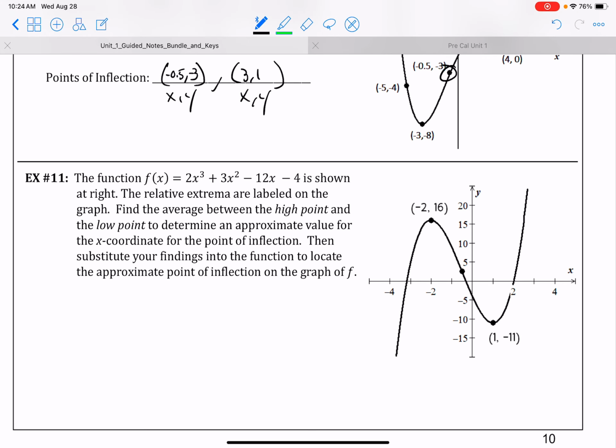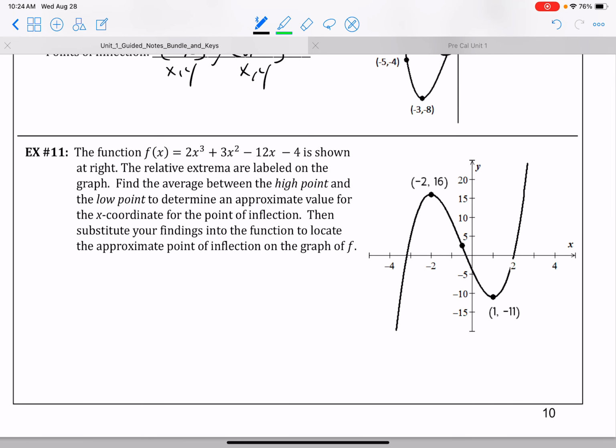Boom. Now, this function at the right is shown. It has labeled kind of the relative extrema. So, right, this has a max right here. It has a min right here. We're trying to find the point of inflection. So, to find, I'm going to go POI, point of inflection.